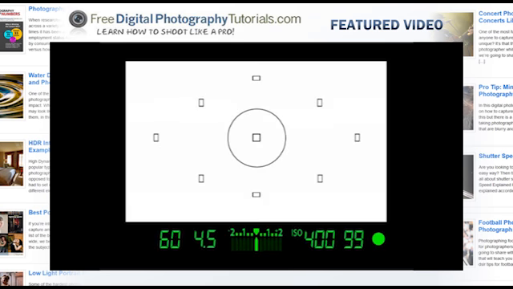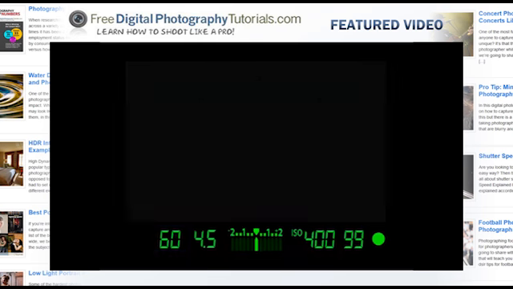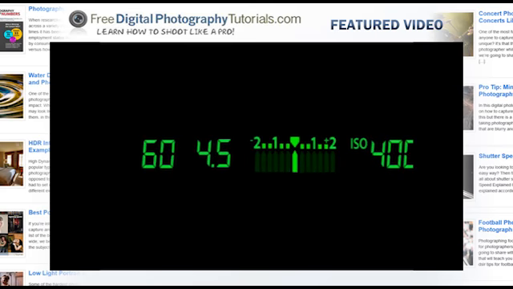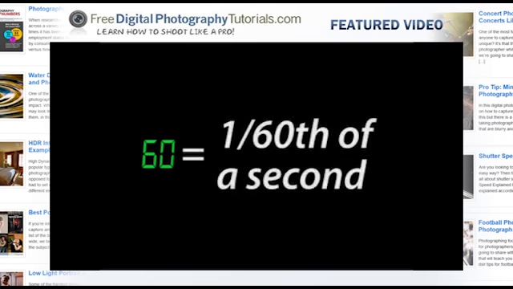For most cameras, shutter speed is displayed as whole numbers, which in actuality are really fractions. For example, a number such as 60 in the viewfinder or on the LCD is really 1/60th of a second.